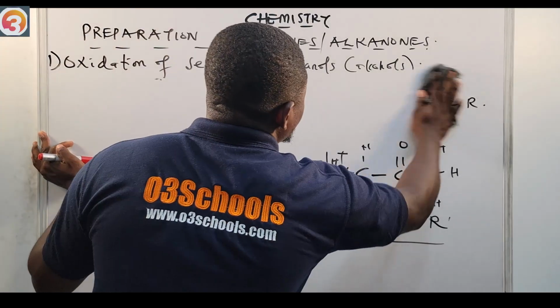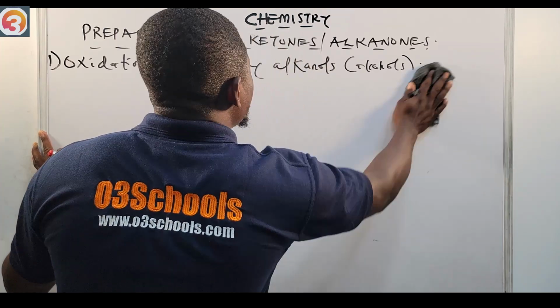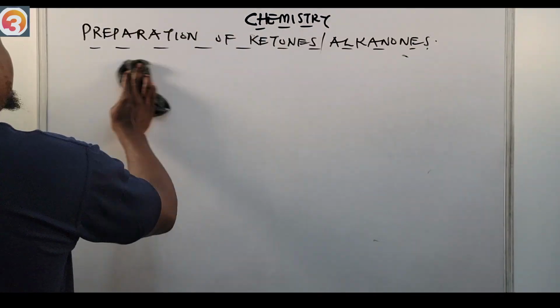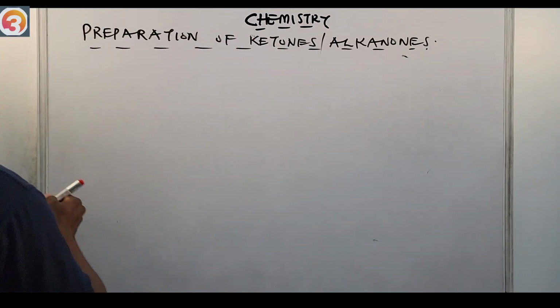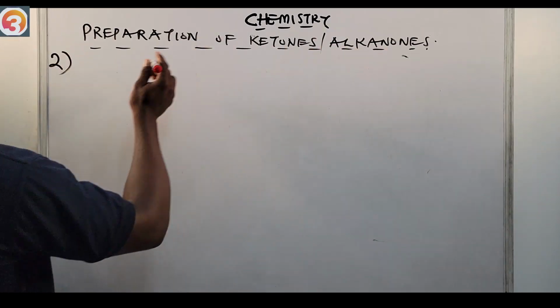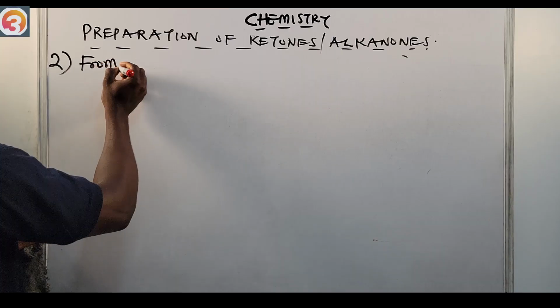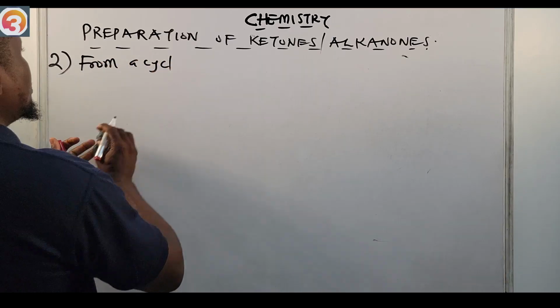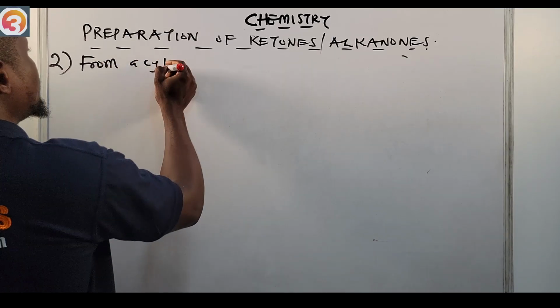Now, number 2. Another method we can use to prepare alkanones is from acyl chlorides. You can also prepare alkanones or ketones from acyl chlorides.